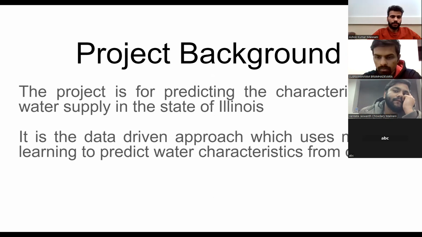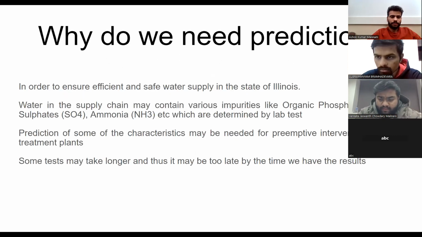Means we will be using our data to drive our project and use that data to make decisions and drive our project. So in the next slide, please. So why do you need to make this prediction?